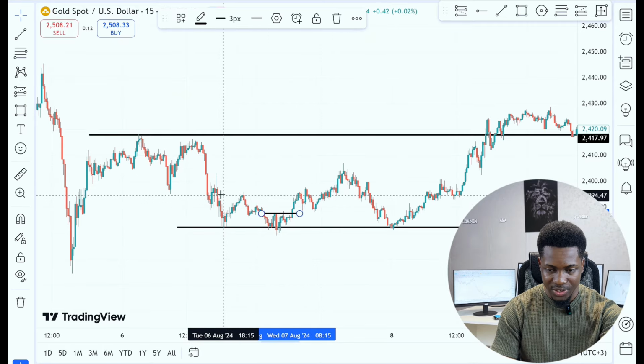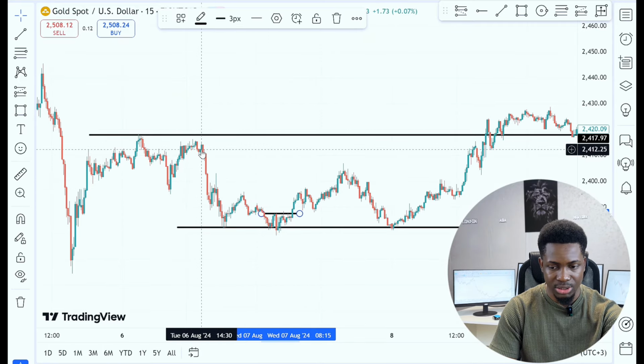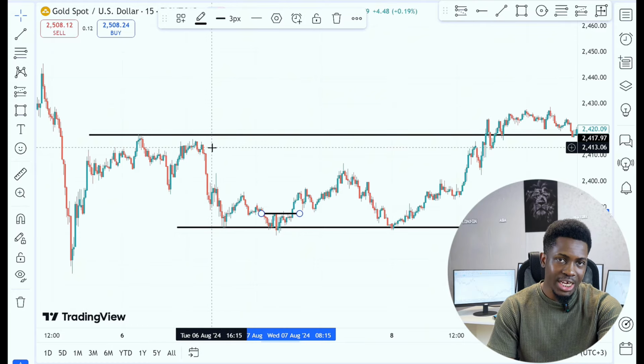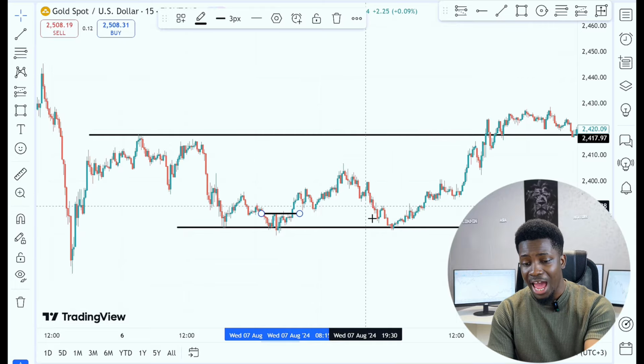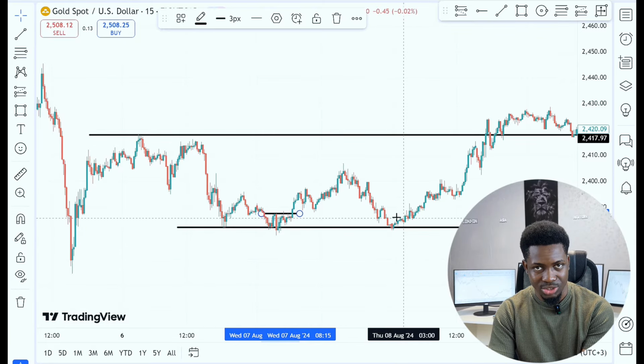So that, of course, this is my first take profit, this is my second take profit, this is my third take profit. It didn't really hit my third take profit, but it would have smashed my first and my second take profit. I wait for it to drop down again. This is actually the next day.